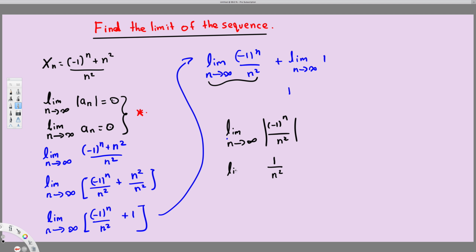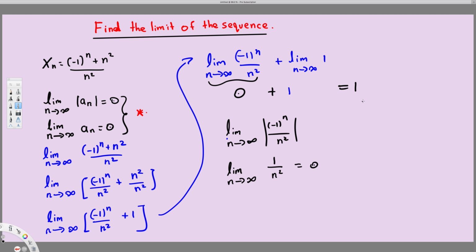So the limit as n approaches infinity of 1 over n squared. If you substitute infinity for n, that's going to give us 0, because we are dividing 1 by a big number. So if the absolute value is 0, then without the absolute value it is also 0. So this is 0. 0 plus 1, the total value is going to be 1. So 1 is the final answer.